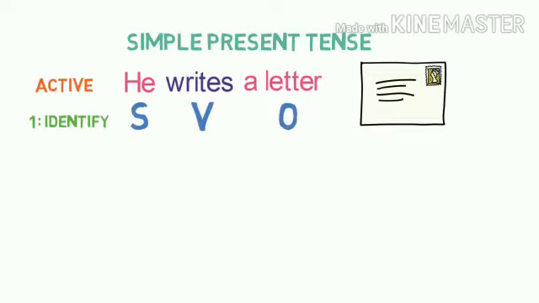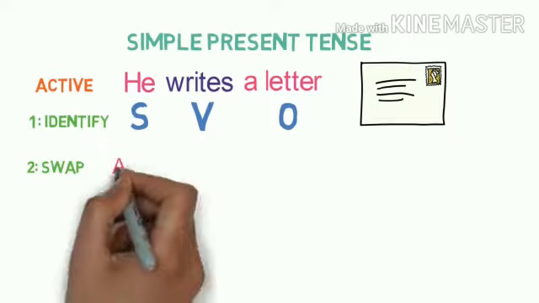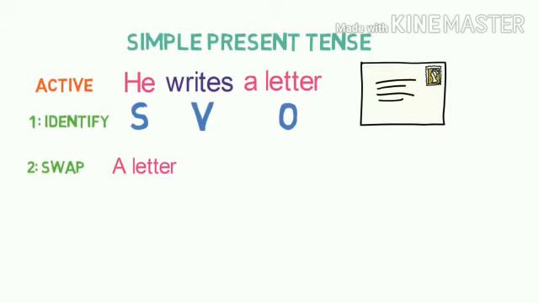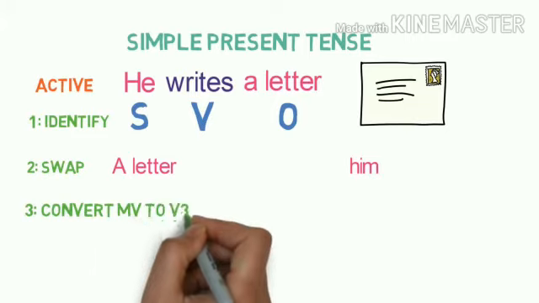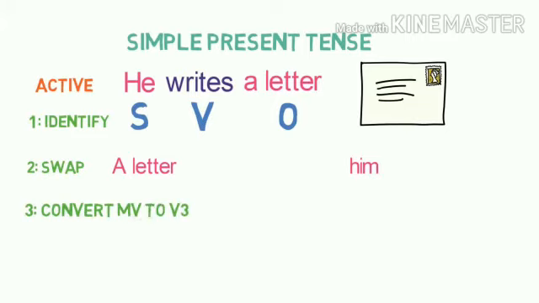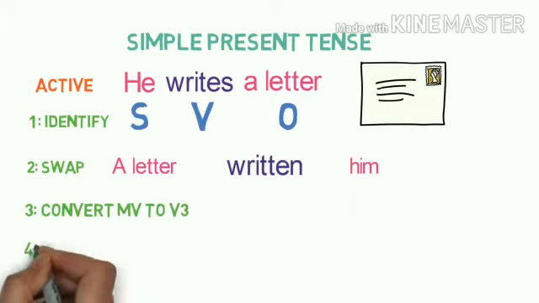Now that we have identified the subject, object and verb, let's move to the next step and swap. In the next step, we need to swap the object to subject and subject to object. From subject to object, and a letter, object to subject. A letter will come at the first place, and he will be turned into him and positioned at the last position where the object was. In step 3, we need to convert the main verb to the third form of verb, that is the V3 form of verb. So it will be written.